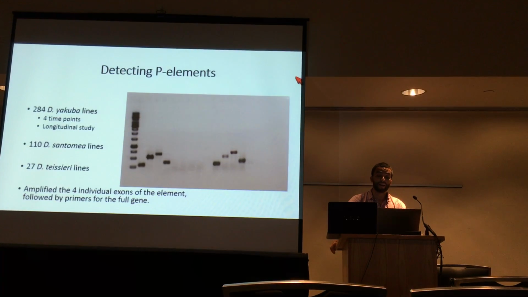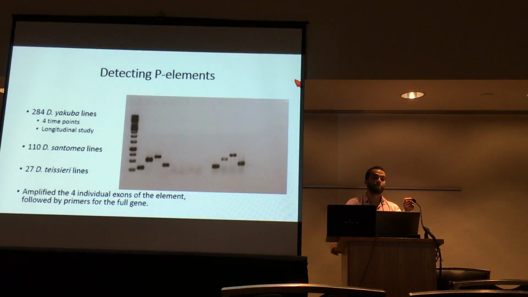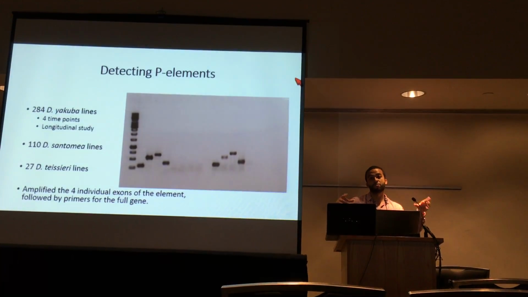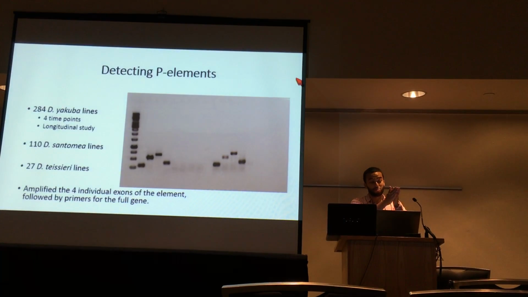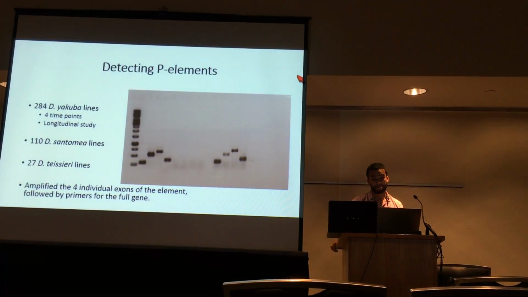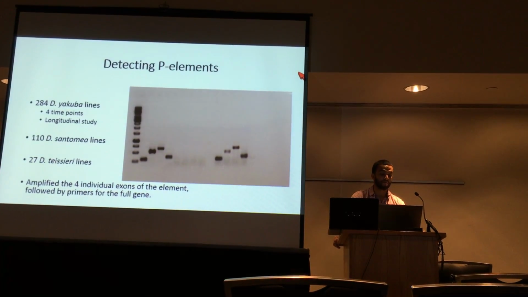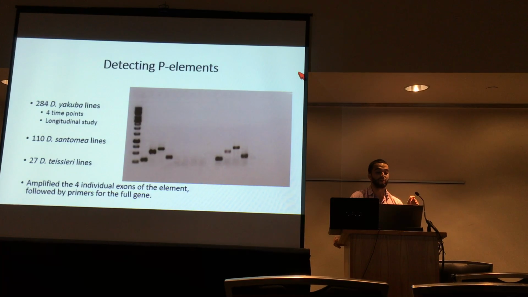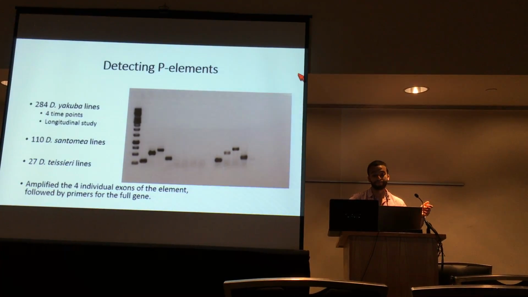And what I did was I amplified each of the 4 individual segments of this P element, because in order for it to transpose itself within the genome, you need all 4 segments continuously behind each other in order for it to function as its own replicator, essentially. And if I found all 4 elements, that's when I did the primers for the full gene to make sure it was a continuous segment.